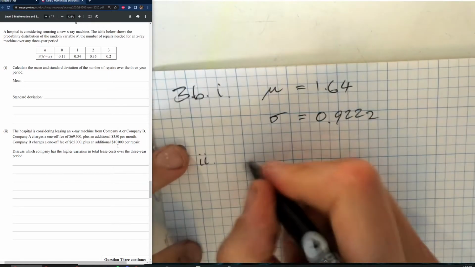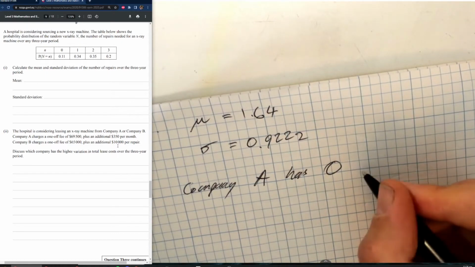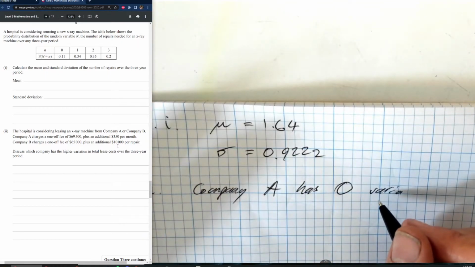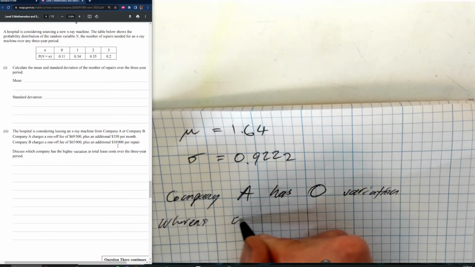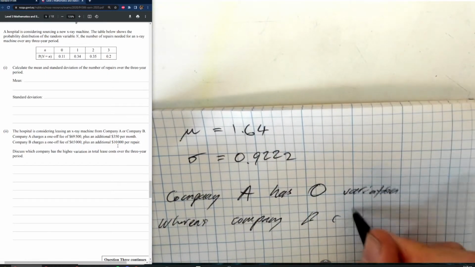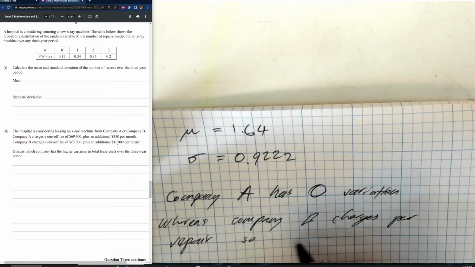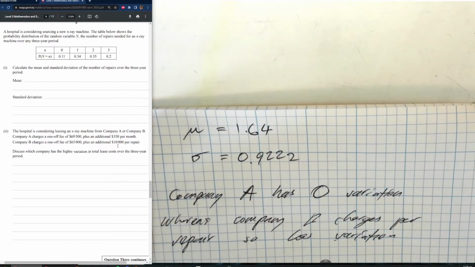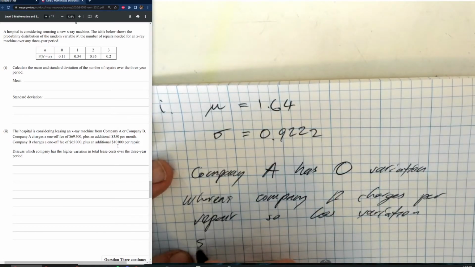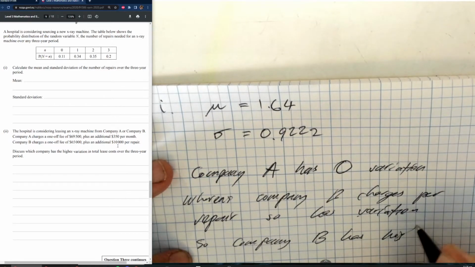Well, company A has 0 variation. Oh, no, it doesn't. That's not true. Yeah, it is true. It has 0 variation, whereas company B charges per repair, so has variation. And what was the question? Discuss which company has the higher variation. So, company B has higher variation.